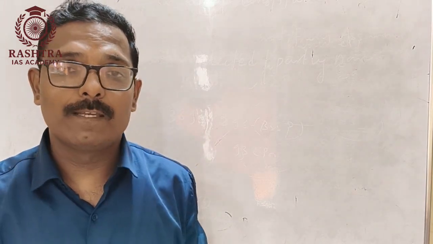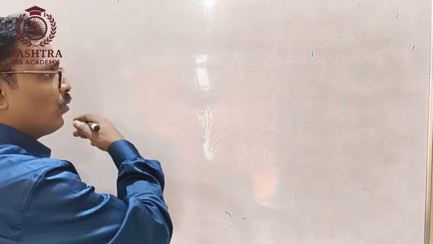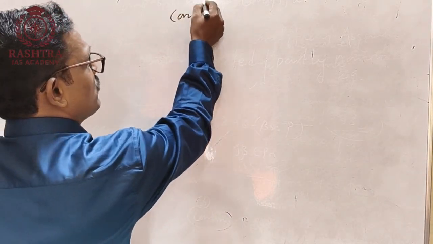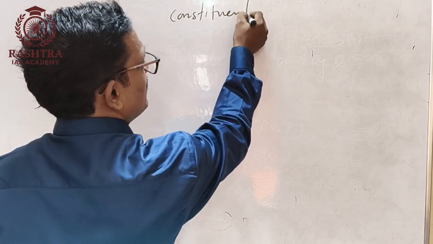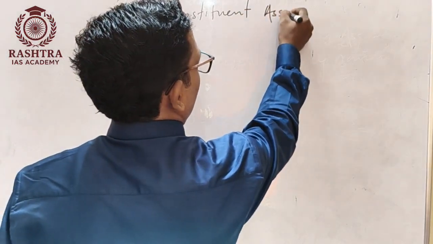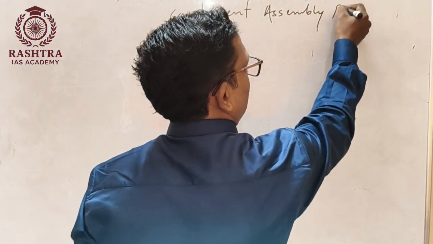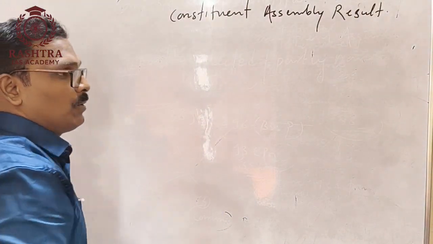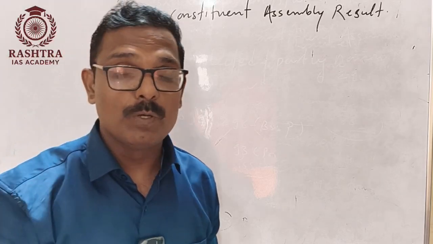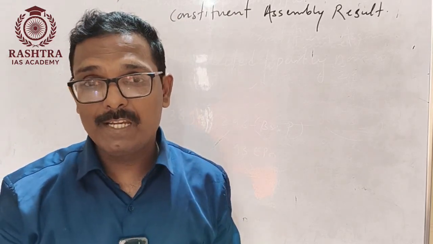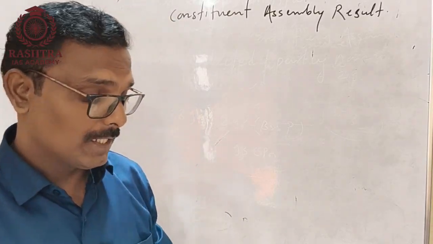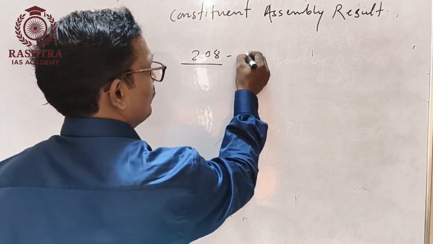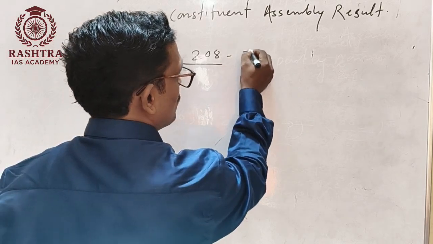So how was the result? Most of the seats were won by the Congress at that time. Let's see the Constituent Assembly result. Out of 296, 292 members, most of the part, 208 members, were from the Congress. The Congress was one of the largest parties at that time, and 208 seats were won by the Congress.